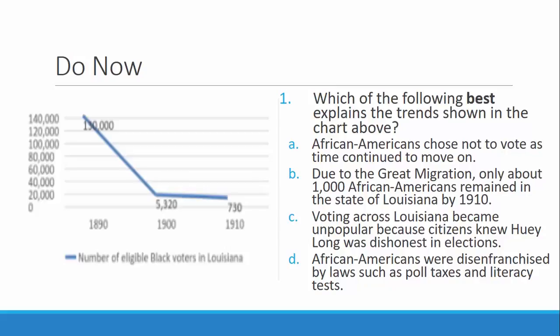C says voting across Louisiana became unpopular because citizens knew Huey Long was dishonest in elections. We've never said that before. That is not true. You can eliminate it because you know it's false. D is the correct answer. African Americans were disenfranchised by laws such as poll taxes and literacy tests.